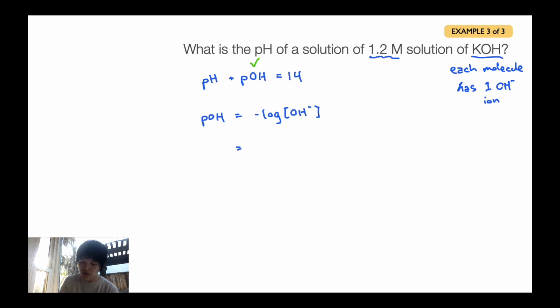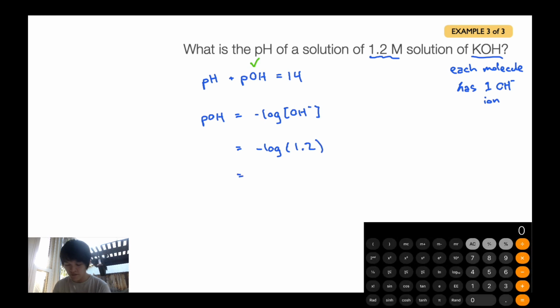So pOH is equal to the negative log of the concentration of hydroxide, which is 1.2 molars. So type that in the calculator. We type 1.2 first to get the negative log of it. Hit log first and hit the negative button. What we're getting is negative 0.079. That's the pOH. Okay, we got pOH.